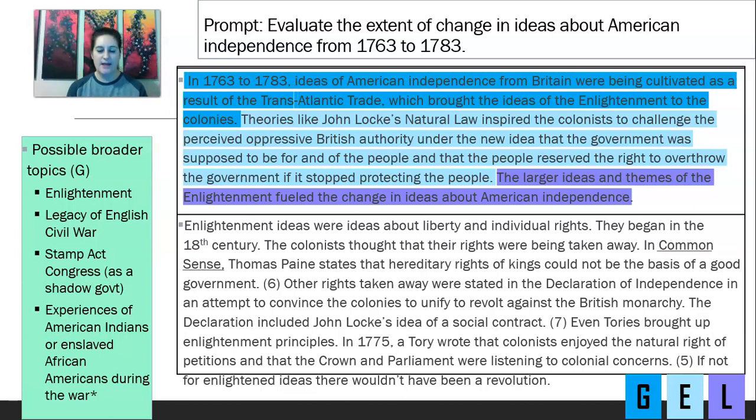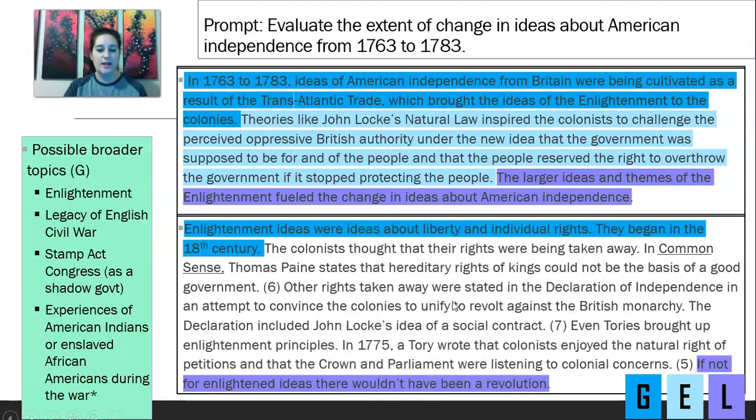The second example starts out really well. They too mention the Enlightenment. Notice that they're actually using documents to support. So all of this in the middle is not evidence that's going to work. It's a little vague, and they're citing documents. You don't cite documents in contextualization.